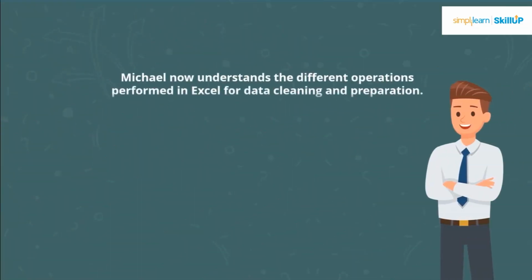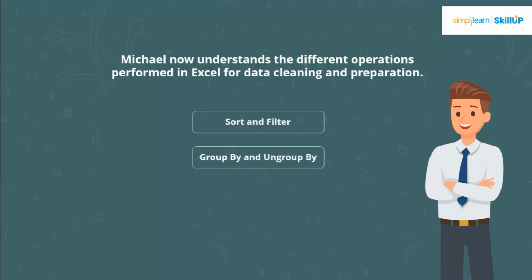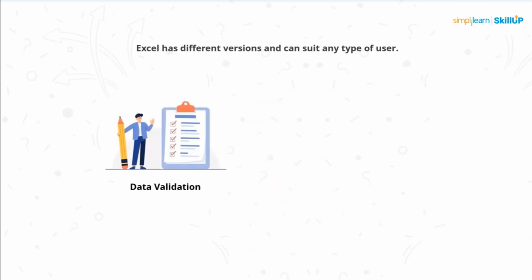Let's recall what we have learned in this lesson. Michael now understands the different operations performed in Excel for data cleaning and preparation. He learned that the main functions of Excel for cleaning data are sort and filter, group by, and ungroup by, and remove duplicates. Michael now knows that Excel has different versions and can suit any type of user. He also understands data validation. For example, whole numbers and decimals, date and time, and text length.